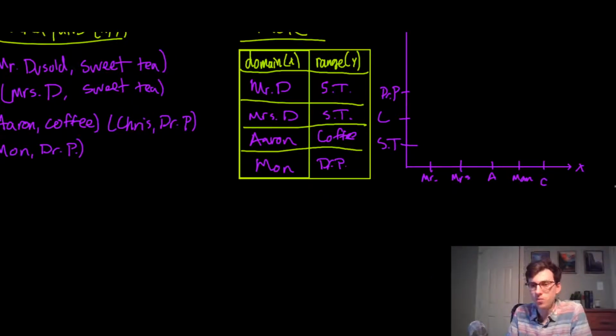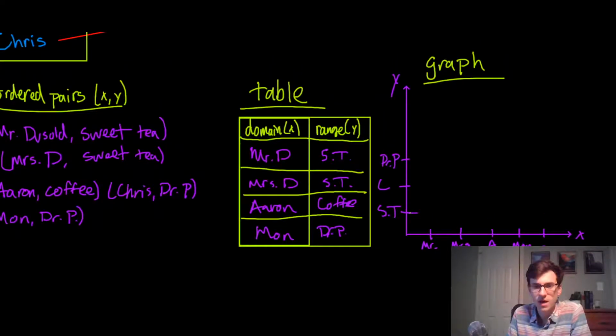Okay, so if we were to graph that, well, I really like sweet tea. So does my wife. Aaron likes coffee. And then my mom and Chris both like Dr. Pepper. It'd be easier to see with grid lines, but you can see we're matching up sweet tea with me and my wife, coffee with Aaron, and Dr. Pepper with my mom and Chris. So you can also represent functions using a graph.